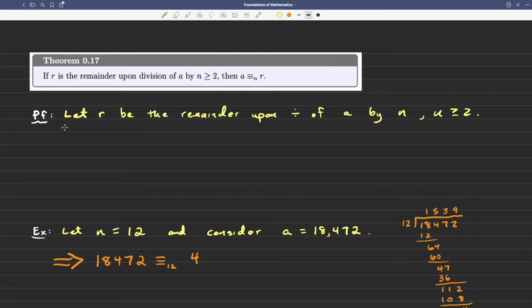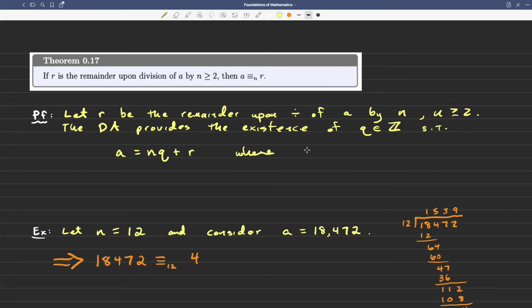Now, the division algorithm, I'm going to abbreviate that DA, provides the existence of q in the integers such that, dividing into a, a would be equal to n times the quotient q, plus the remainder r. And we happen to know that the remainder satisfies this inequality here. Now from this equation, a equals n times q plus r, we can subtract r from both sides to get a minus r is equal to n times q.